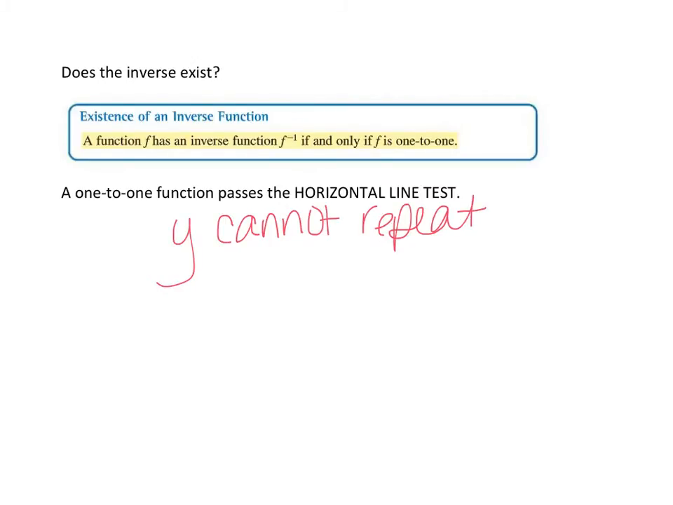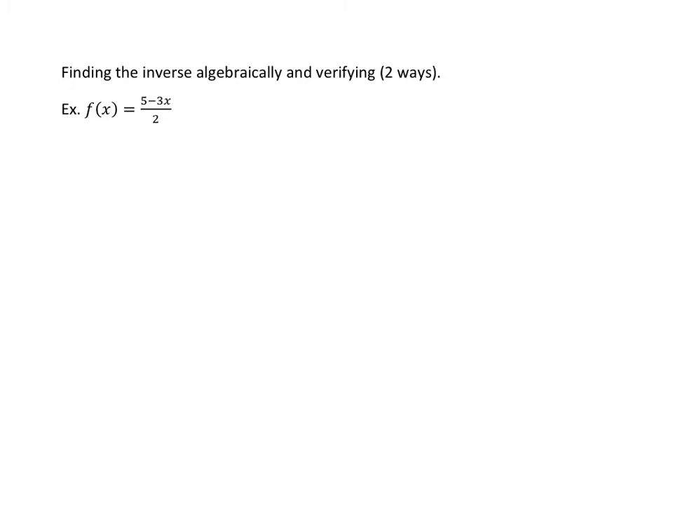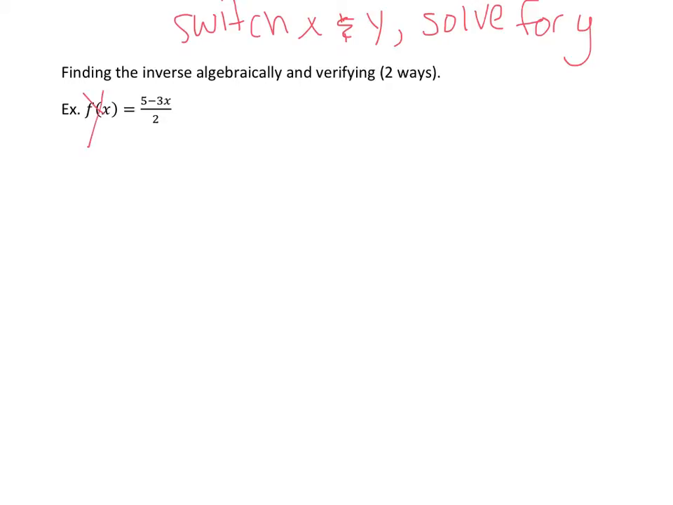But it's easy to do from a graph doing the horizontal line test. Algebraically, if I want to find the inverse, we're doing the way you probably learned in Algebra 2. You're going to switch x and y, solve for y. So if I take my function, you know that that's y. So we're going to say x equals (5 minus 3y) divided by 2. Multiply by 2: 2x equals 5 minus 3y.